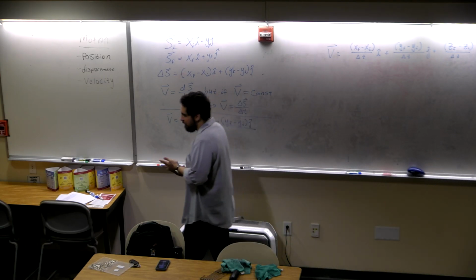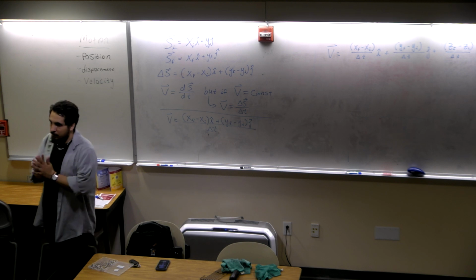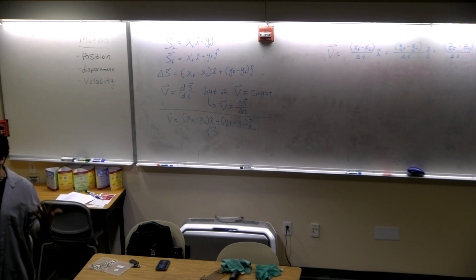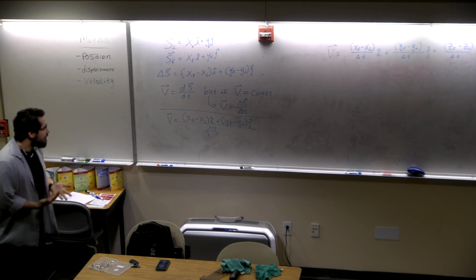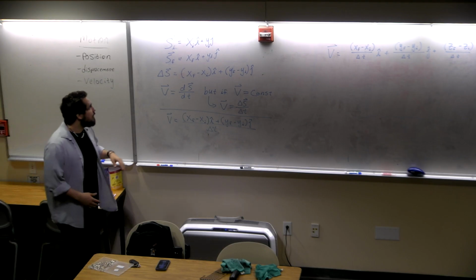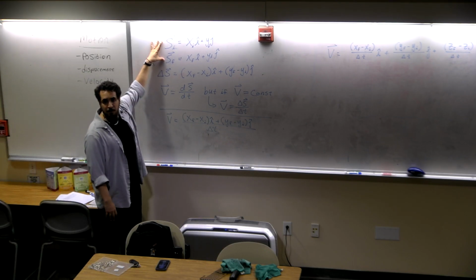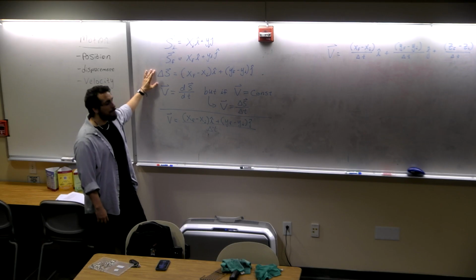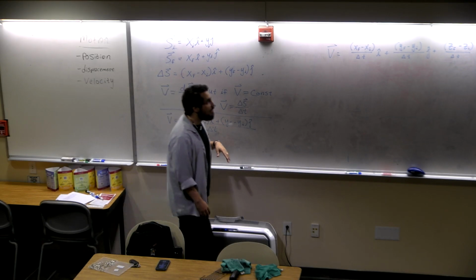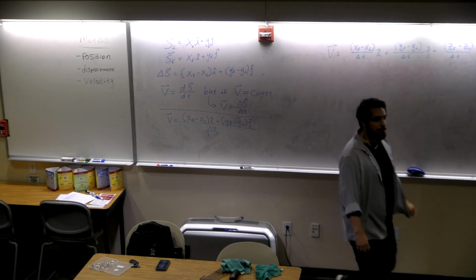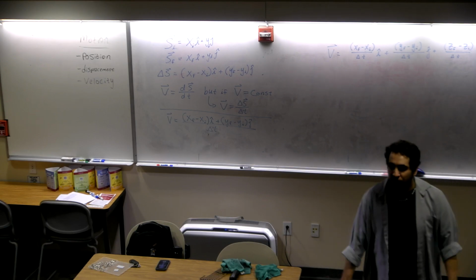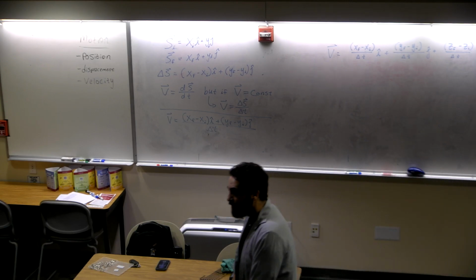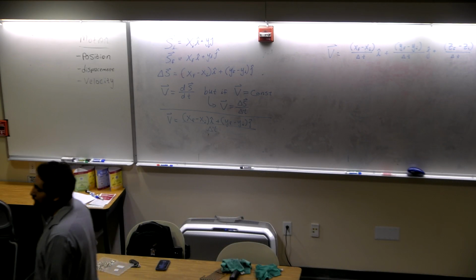But this is all assuming constant velocity. What happens if we are speeding up? What happens if we're slowing down? What happens if we are turning? Under the cases where we are speeding up, slowing down, or turning, we then talk about a physical quantity of acceleration. Acceleration describes something that changes in velocity. And that's what we will be doing next.